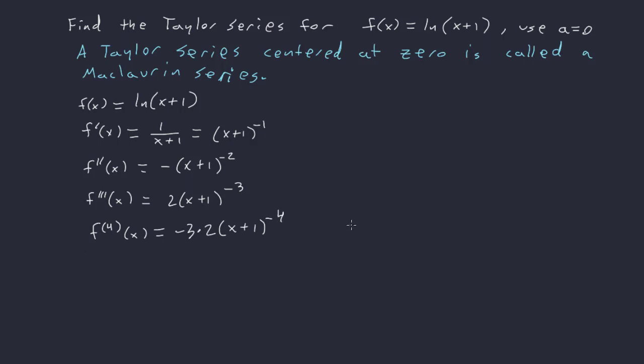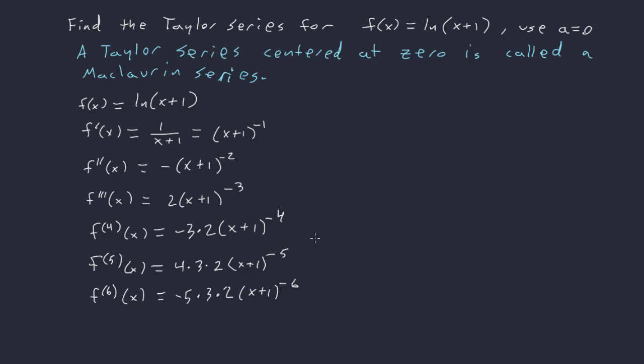Now, a question I get a lot is, how far out do you need to go? And usually I go to about 5 or 6. I just want to get to a pattern. Okay, and I'm starting to see it now. Because when I take the sixth derivative, it will be negative 5 times 3 times 2 times x plus 1 to the negative 6. So we're getting essentially factorials here.